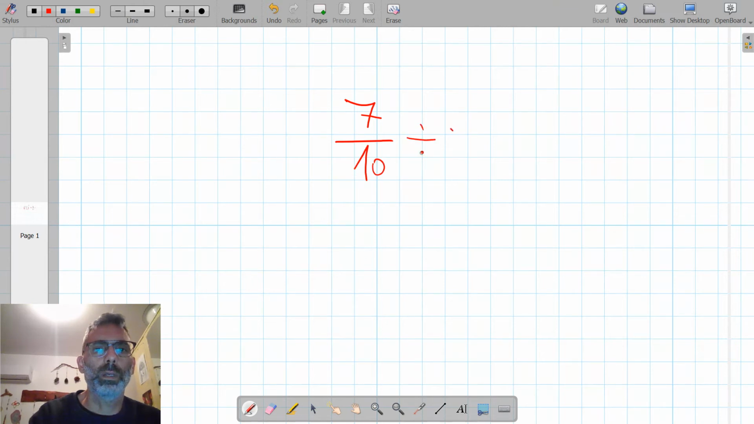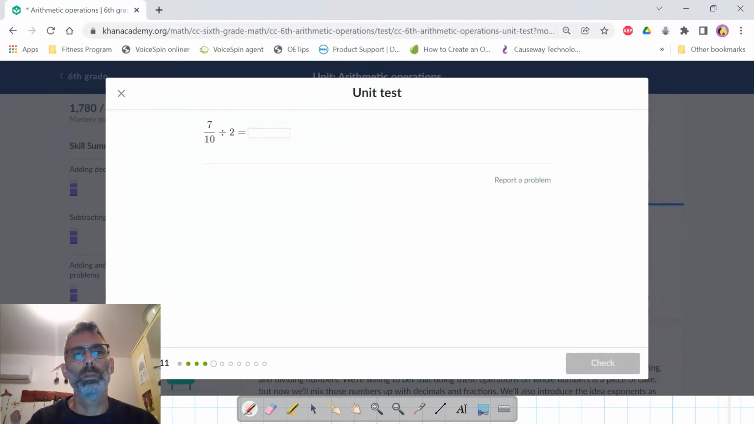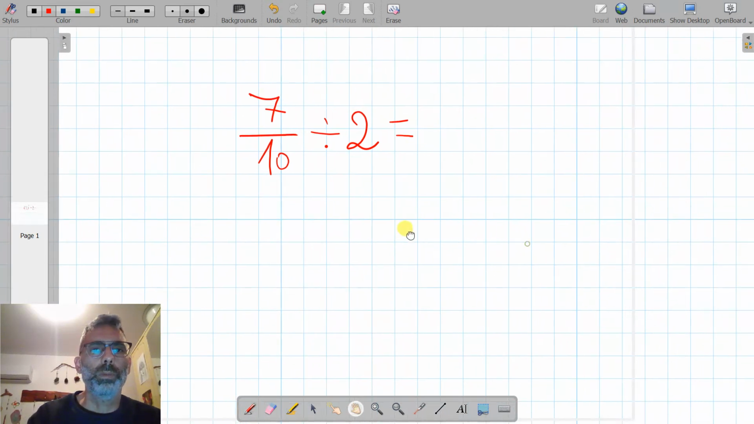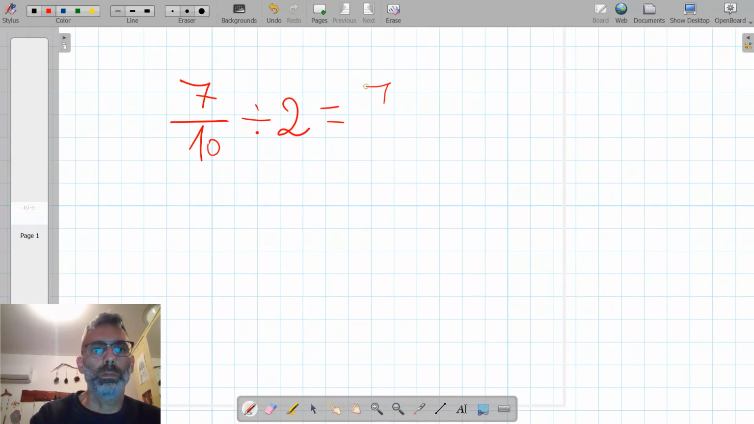Times divided by 2. Okay, so I need to multiply by the reciprocal, which is 7 times 1/2, because 2 is like 2 over 1, so the reciprocal is 1/2, so 7 over 20.